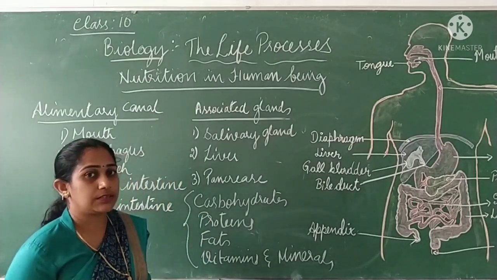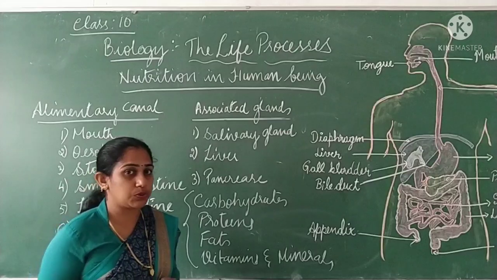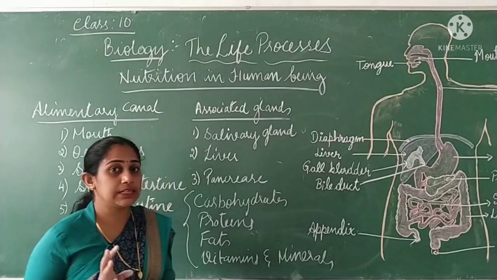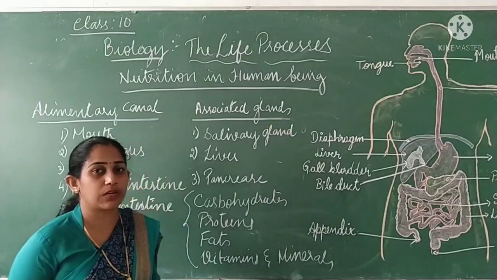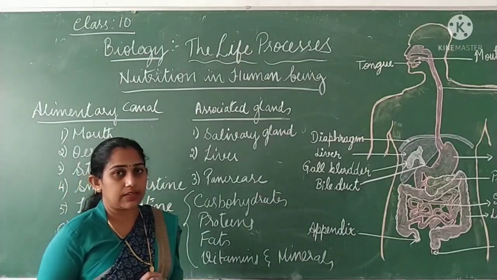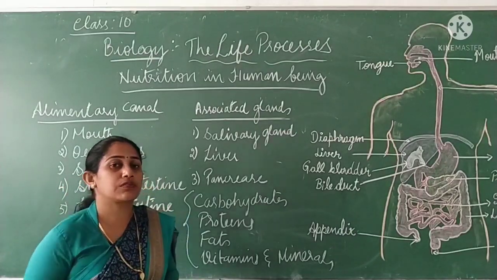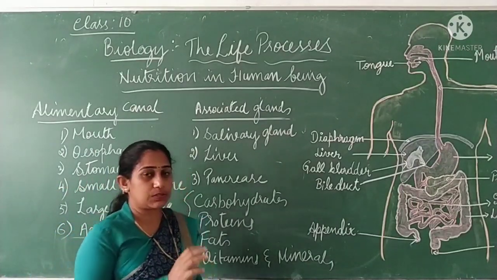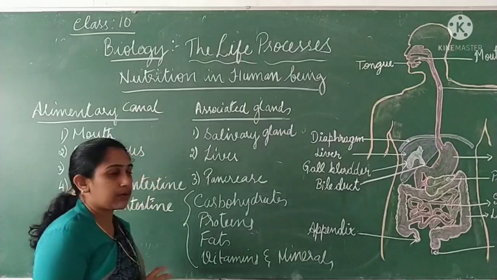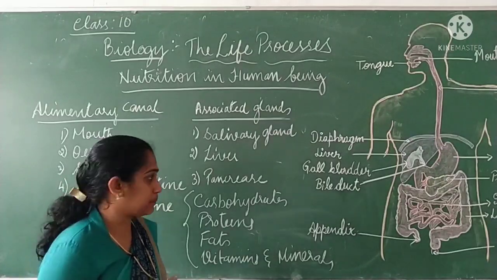As I said, digestion starts from the mouth and ends in the small intestine. All the food items will be completely broken down in the small intestine, and the remaining waste products will be pushed into the large intestine and removed through the anus. So that is how digestion happens. We will have to learn this step by step.